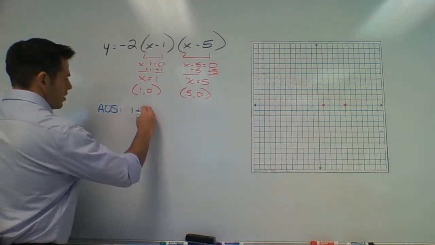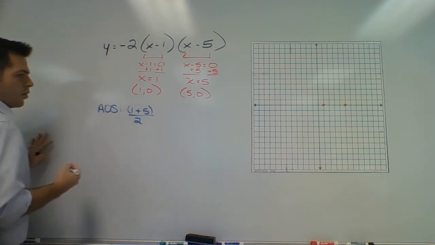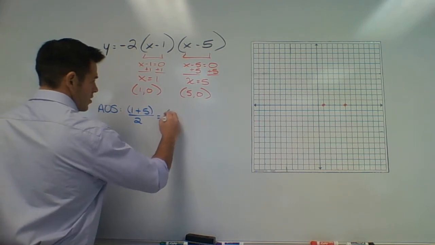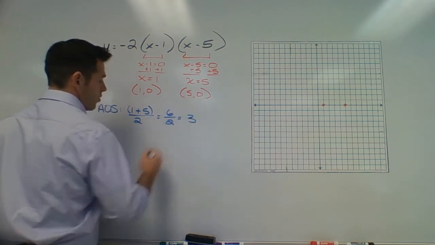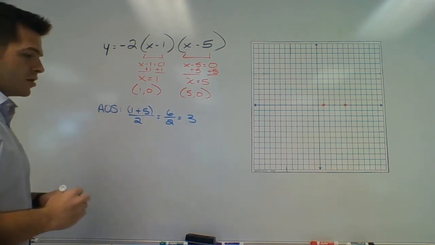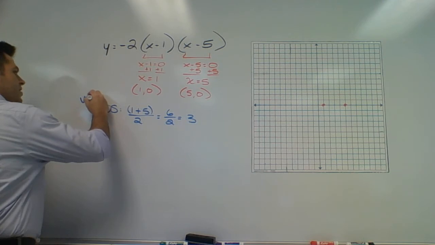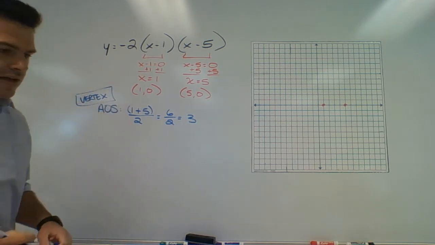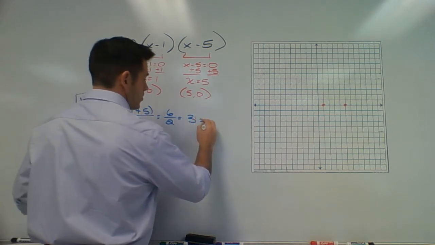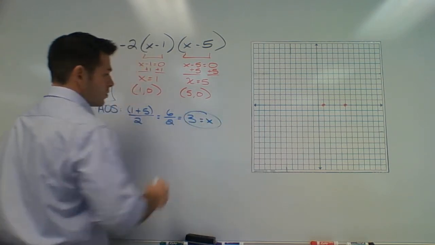So I got 1 plus 5. I'm going to divide that by 2. 1 plus 5 is 6. 6 divided by 2 would be 3. We're doing the axis of symmetry here because we're in the process of trying to find the vertex. The first part of that is to get the axis of symmetry. So in this problem, our axis of symmetry will be x is equal to 3.